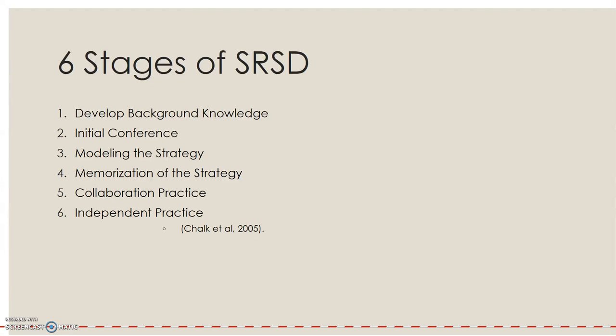The second stage, initial conference. So we want to set clear goals with our students. Together go through a rubric or grading guide which the writing will be graded. You want to have clear expectations from the teacher to the students so that they will know what they are expecting when they're getting their grade.